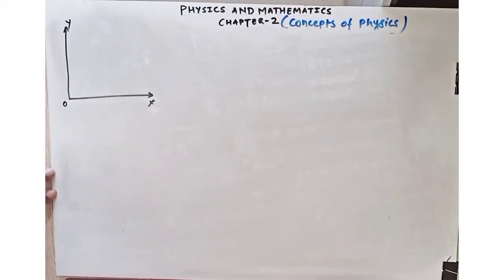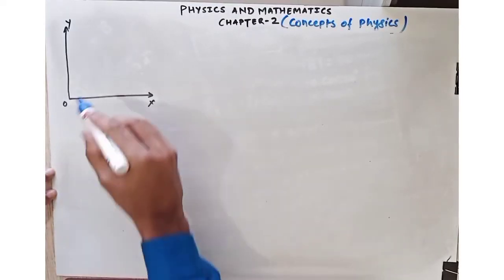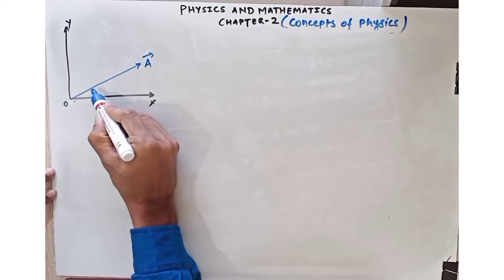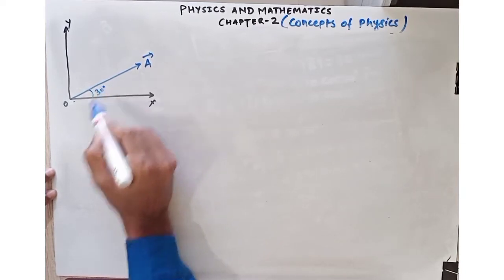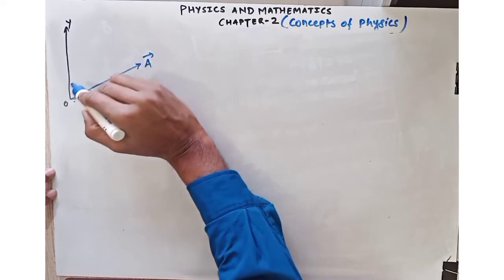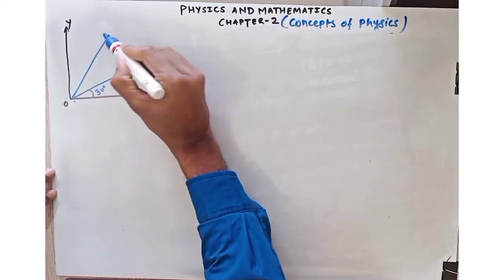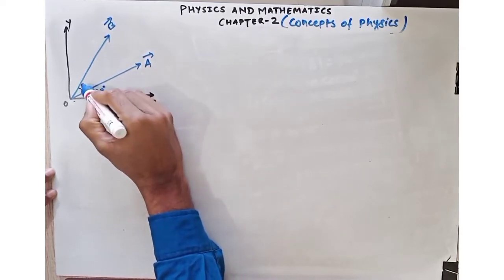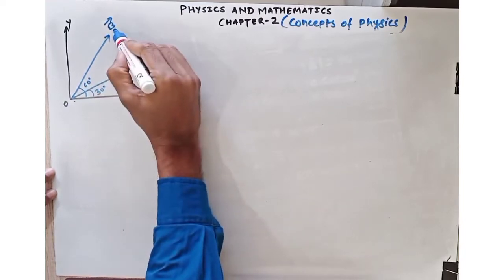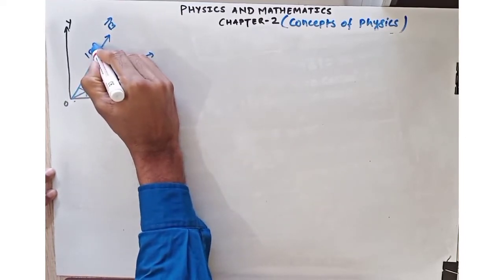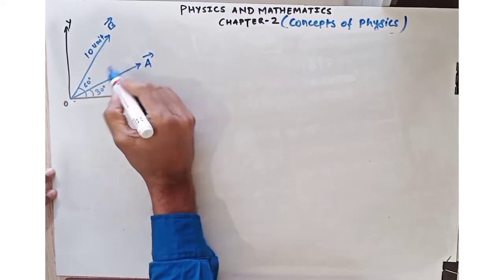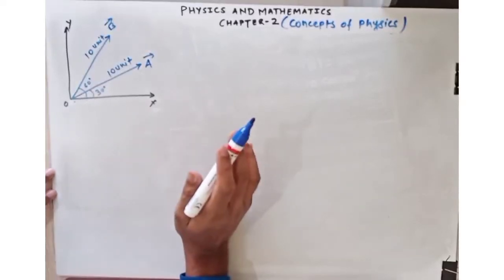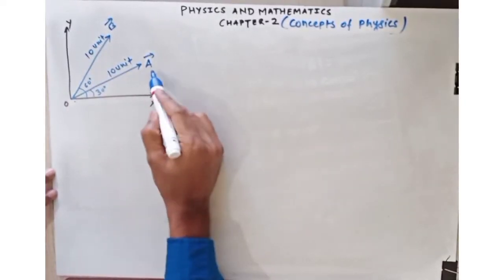This is our origin O, and the given vectors are vector A, which is making an angle of 30 degrees with the x-axis. So this is vector A, making an angle of 30 degrees with the x-axis. And vector B is making an angle of 60 degrees with the x-axis. Magnitude of vector B is 10 unit. Magnitude of vector A is 10 unit. So these are the given information and we need to find the resultant of vector A and vector B.